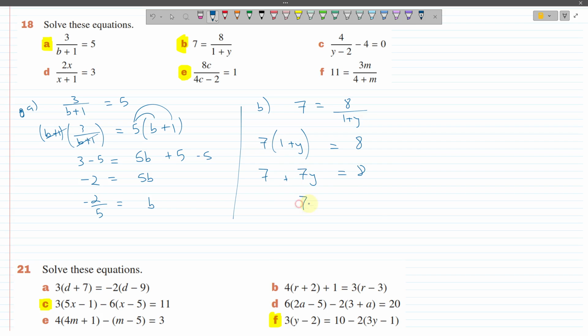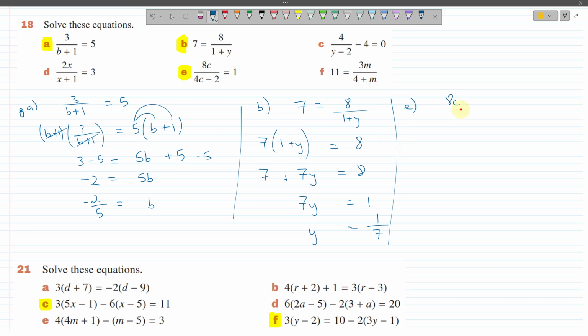Minus 7 on both sides. 7y is equal to 1, because 8 minus 7 is 1. Divide both sides by 7. y equals 1 on 7. Hope I'm not going too fast. I don't want the video to be too long.